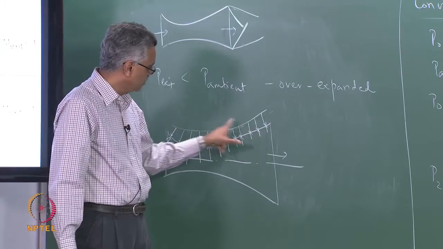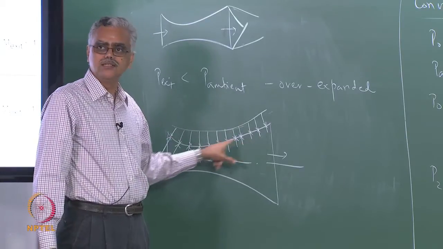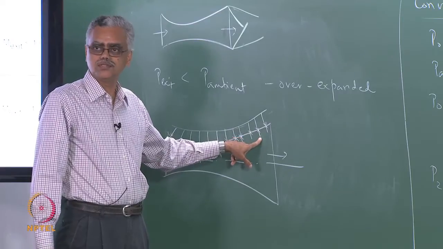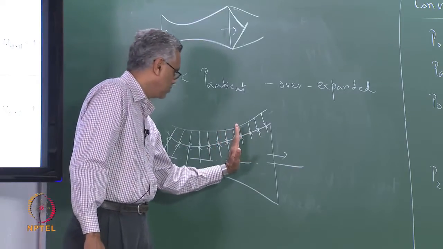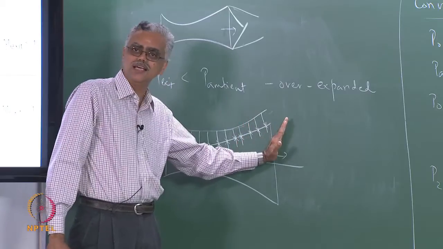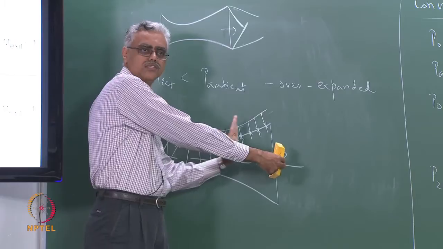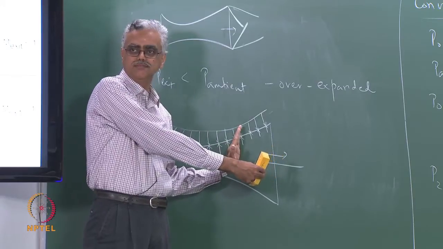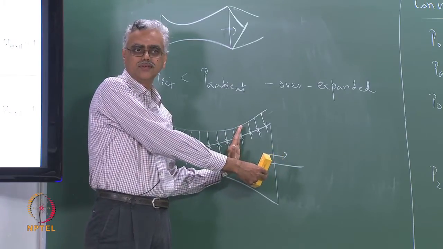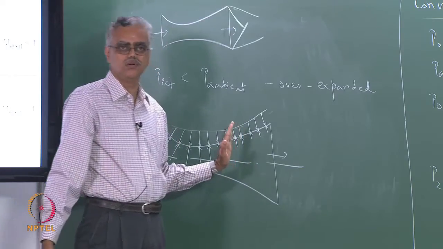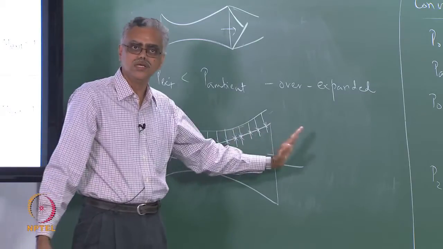So if this pressure becomes less than the ambient pressure, then this part of the nozzle is actually producing drag and not thrust. In fact, I can actually remove this part of the nozzle. It is as if I actually have a nozzle which is only shorter than the entire nozzle, because this length of the nozzle is working against me. So that is the problem with overexpanded flow. Overexpanded flow is highly undesirable in a propulsion application because of the loss of thrust.